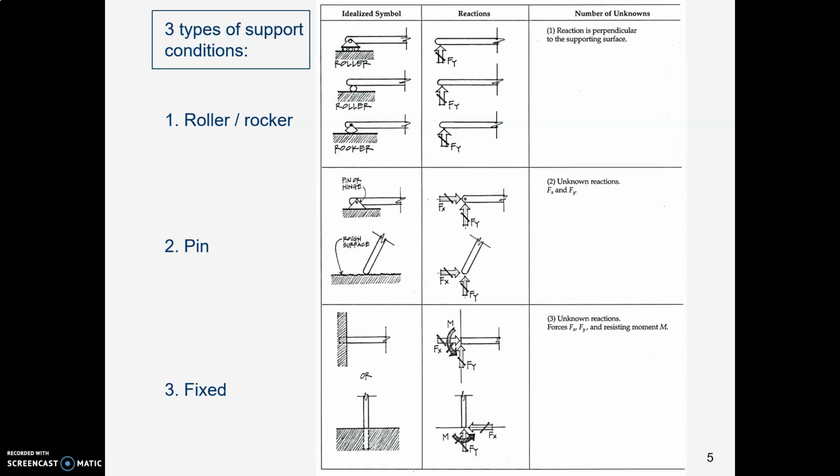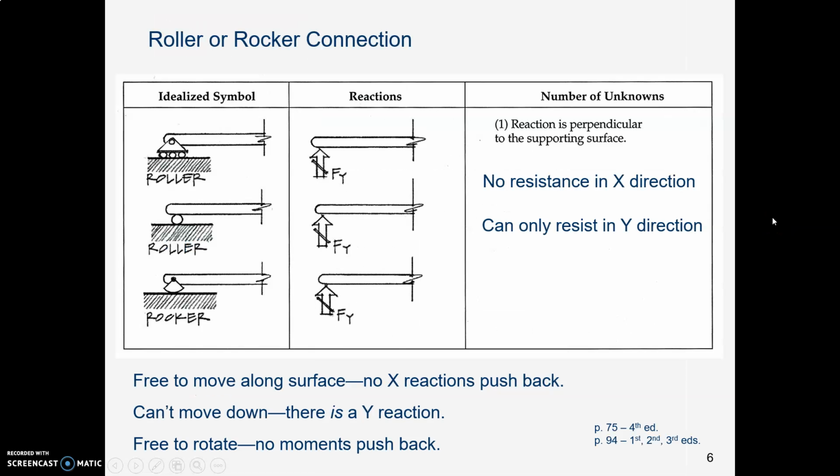And we need to think about what kinds of supports are there at the ends of this beam. There are 3 types of supports that you will encounter, and which type you have will determine how many of these reaction arrows you put on there. The 3 types are roller, pin, and fixed. And so let's look at what these are.